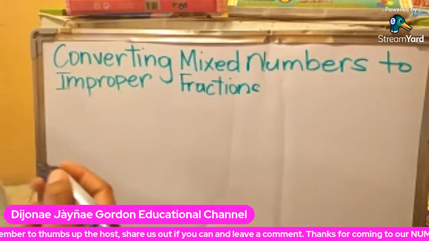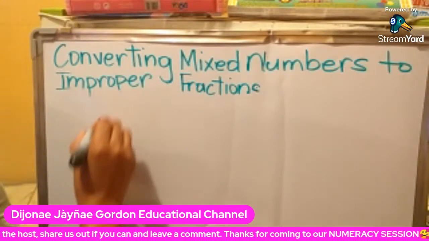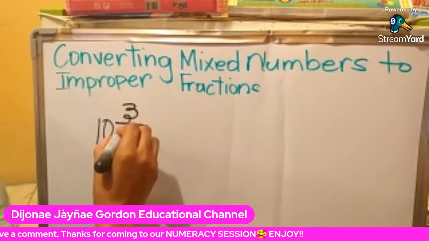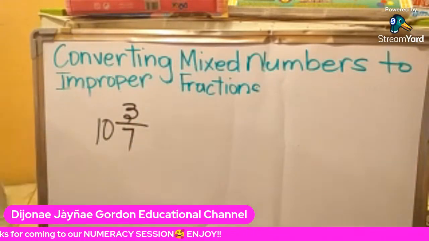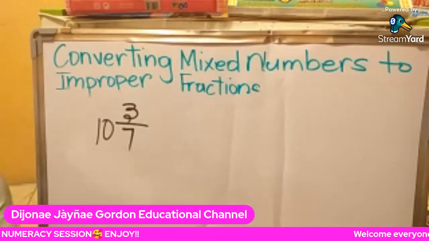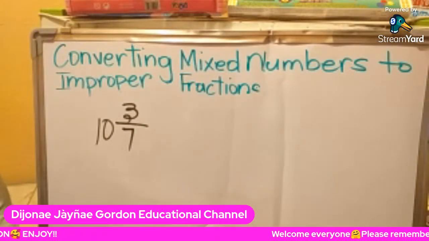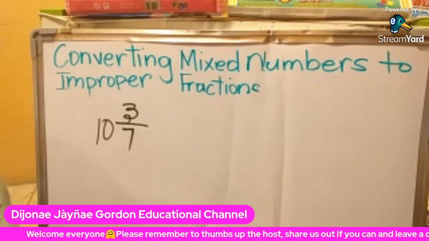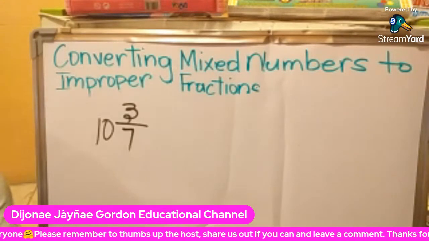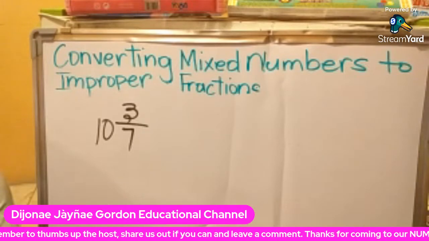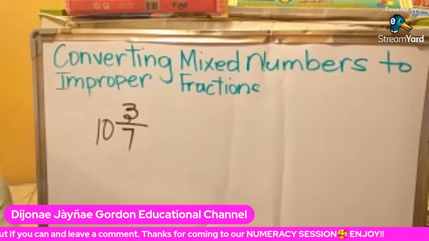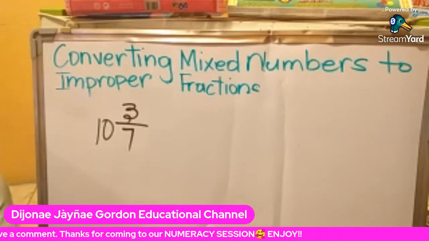All right, let me see who is going to get this one now. This one is for a bigger person who knows how to multiply. 10 and 3 over 7. Let's see who's going to get that one.